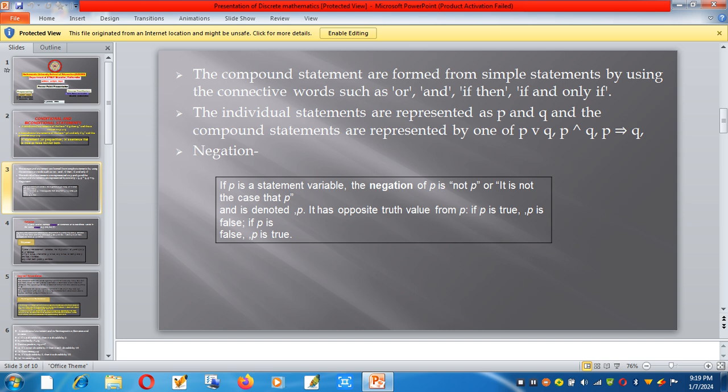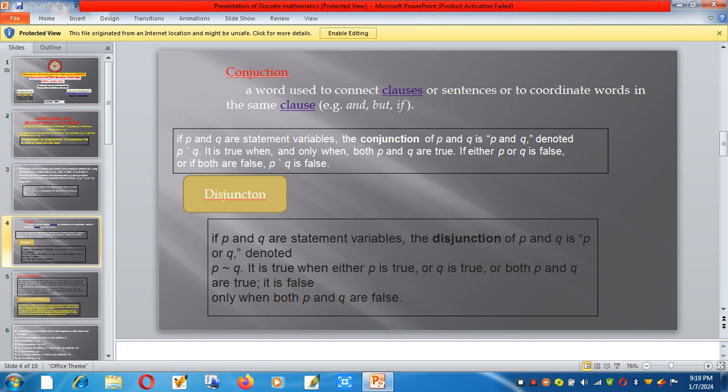If P and Q are statement variables, the conjunction of P and Q is P and Q, denoted by the P and Q symbol. It is true when and only when both P and Q are true. If either P or Q is false, or if both are false, P and Q is false.